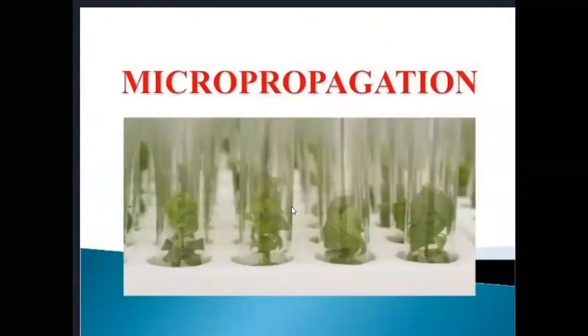And the next one is micropropagation. Micropropagation means that within a short period of time, we can produce a large number of similar plants. During tissue culture, we add growth hormones to the callus. The callus differentiates into organogenesis like root and shoot.